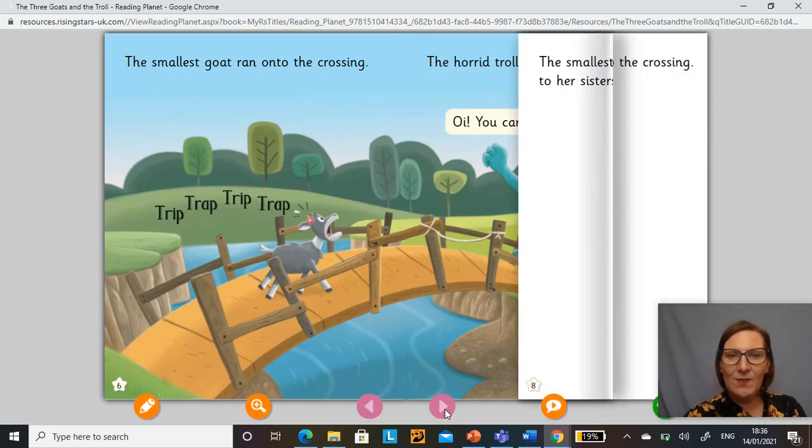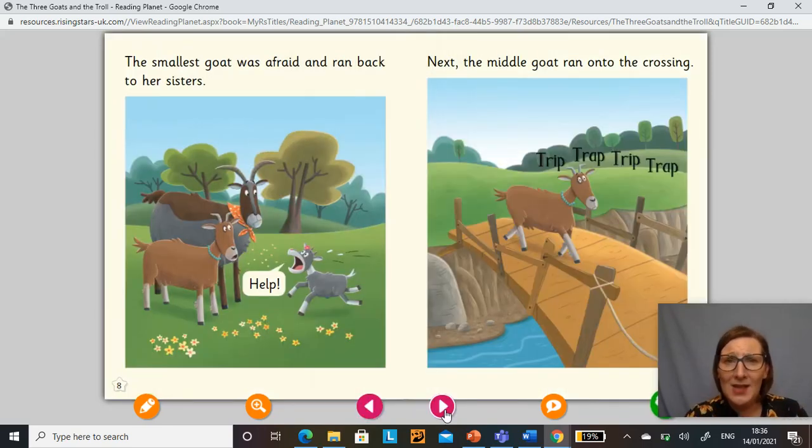Let's see. The smallest goat was afraid and she ran back to her sisters. "Help! Help!" she called. So next, the middle goat ran onto the crossing. Trip, trap, trip, trap, trip, trap, trip, trap. Oh dear, what do you think is going to happen? Do you think the Troll will come again?